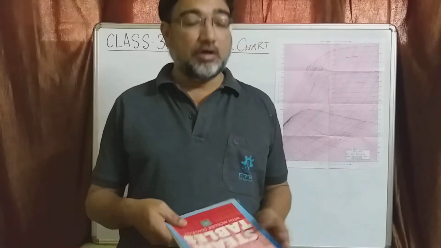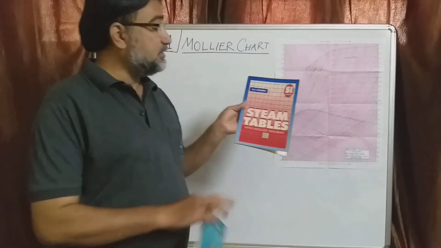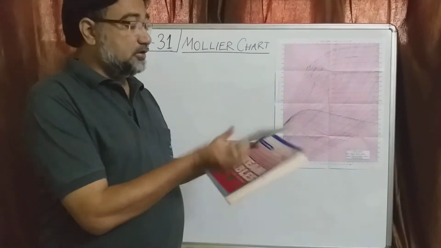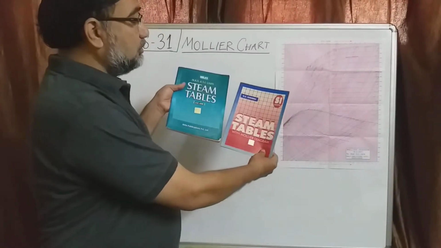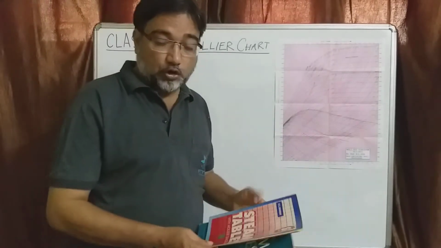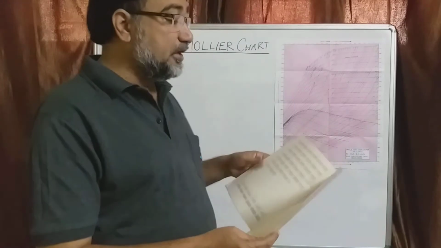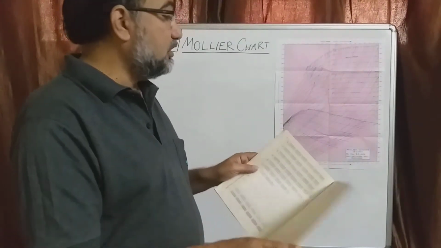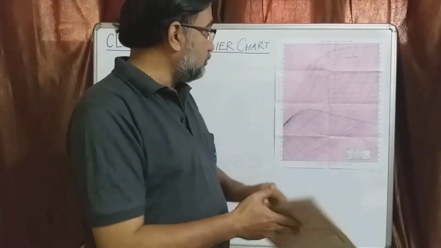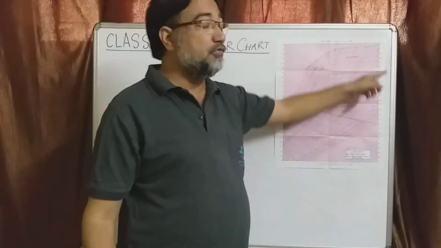In the last two classes, I told you about buying this book, steam tables, okay? So I hope you have it with you. And in the steam table book, I asked you to bring from SI units only. In the last page, you will find a chart, okay? If you spread it out, it will take this form. So this is the Mollier diagram. This Mollier diagram also you will find in the back page of the steam table book, okay?